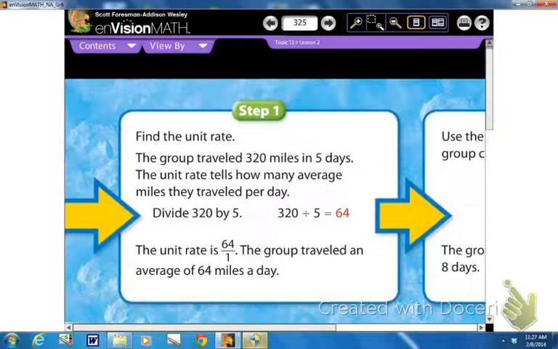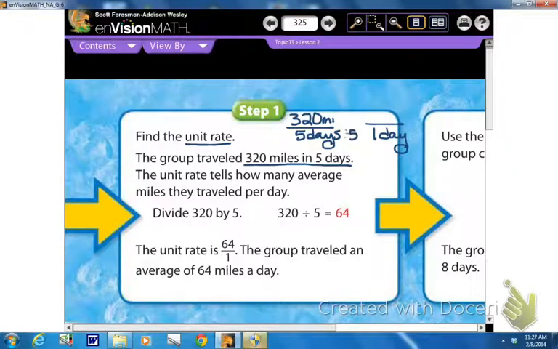All right, the first thing they want you to do is find the unit rate. Now remember, the group traveled 320 miles in 5 days. So you could set this up as a rate of 320 miles and 5 days. Now remember, finding the unit rate would be how many miles in 1 day. So you divide by 5, you would divide the top number by 5, and you'd have your unit rate. So this is basically what they're saying. The unit rate tells how many average miles they traveled per day. So 320 divided by 5 would give you 64 miles per day.